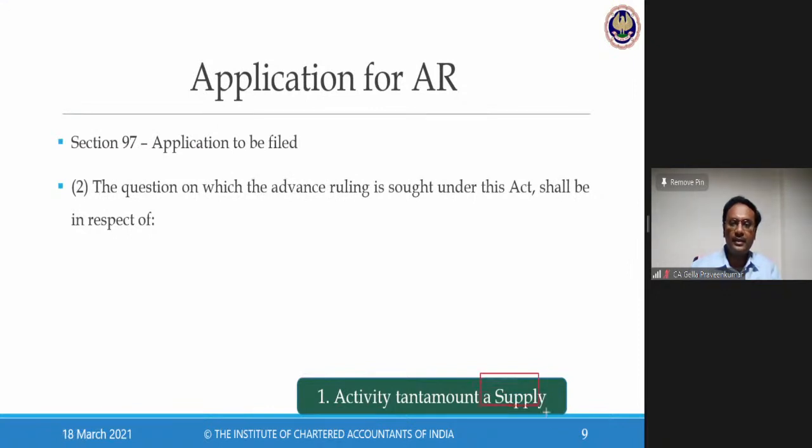Is it a supply of goods? Is it a supply of services? So I can frame a question on the first element: is it a supply? Does it tantamount to supply of goods or supply of services? Now, that is my first question.